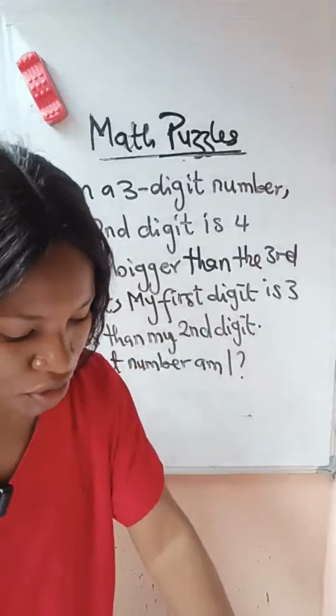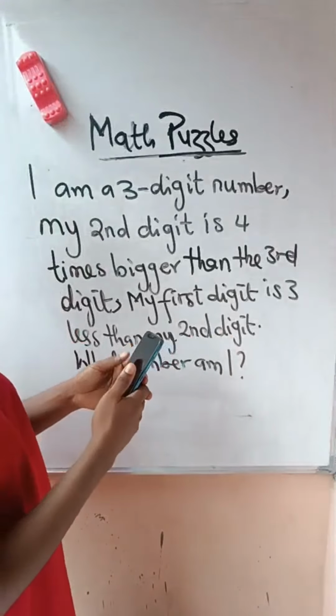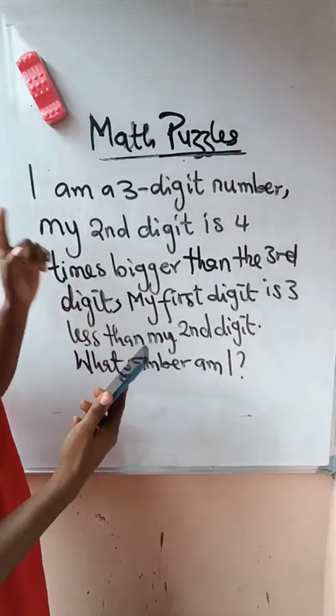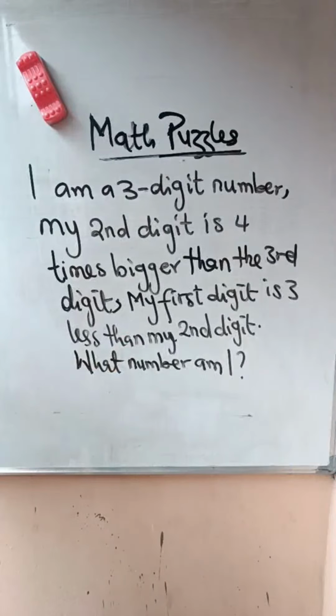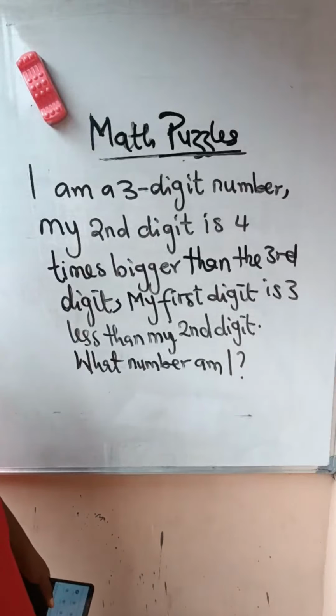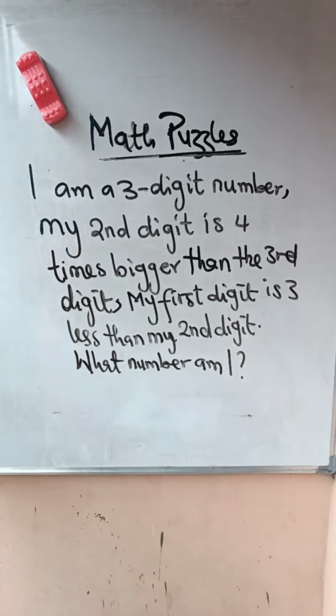Okay, so the question is simple. It says that I am a 3-digit number. My second digit is 4 times my first digit. I'm excited, so let's go. I am a 3-digit number. My second digit is 4 times my first digit.